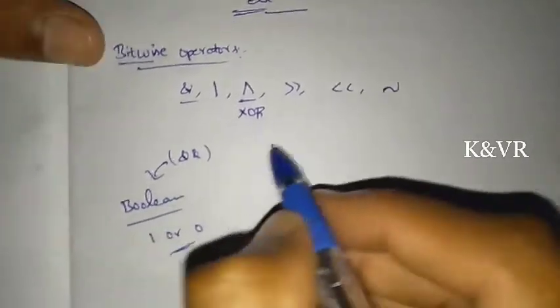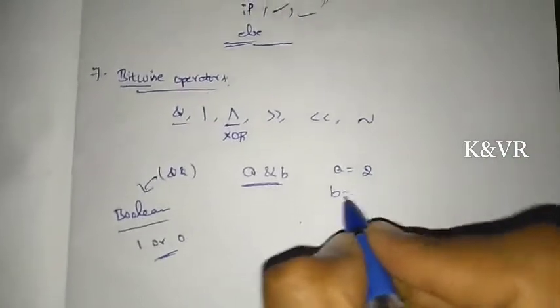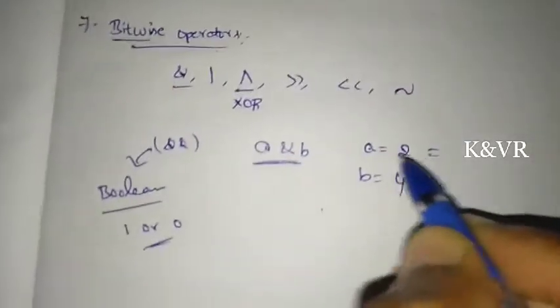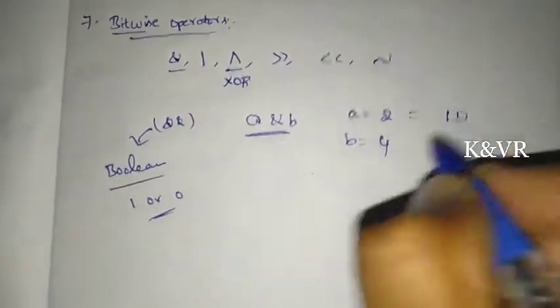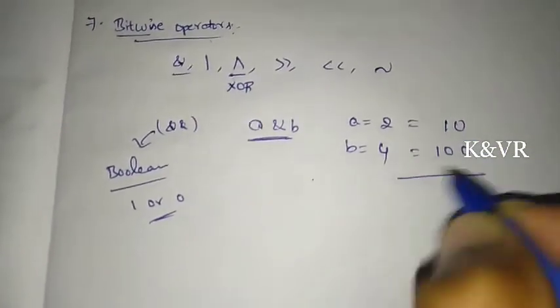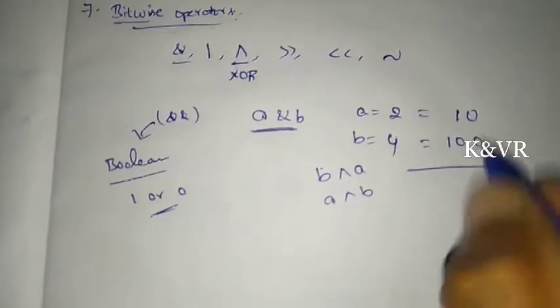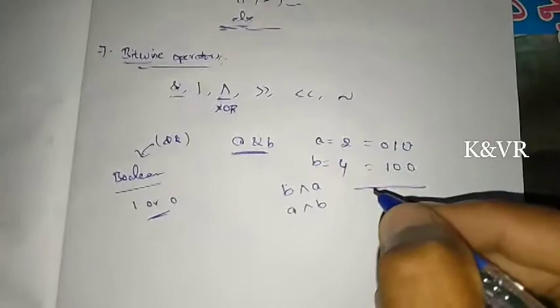Here if you do A and B, the result is something else. Suppose A is 2 and B is 4. Here internally it converts the A value 2 to binary format, that means 0 1 0, and B to 1 0 0. What is the result of B and A, or A and B, both are the same? 0 and 0 is 0, 1 and 0 is 0, nothing is common here, so the result is 0.